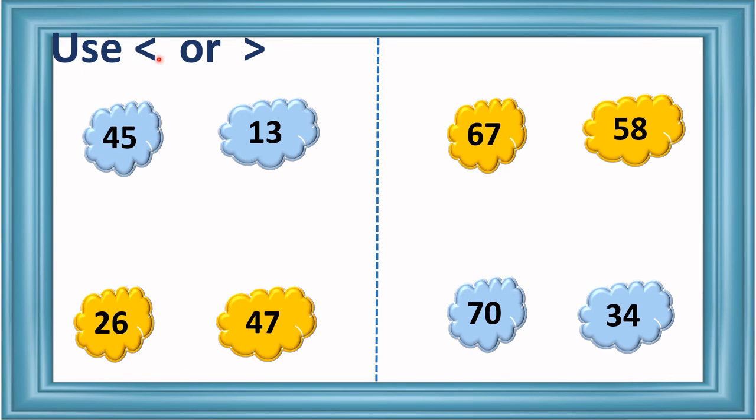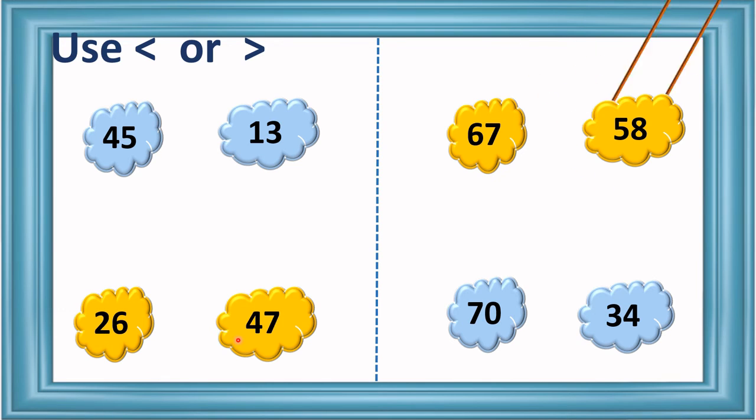Use smaller than or greater than. Dear children, here we have 45 and 13. Please observe the tens place. This is the unit place, this is the tens place. Correct? Here 4 tens, here 1 ten. Here 2 tens, 4 tens.